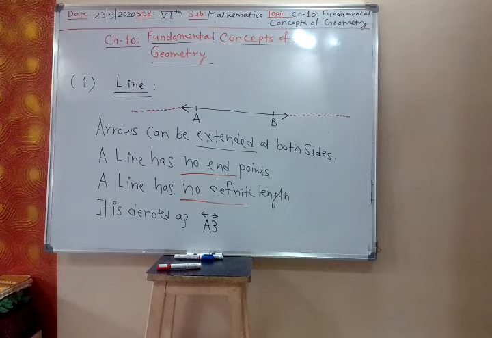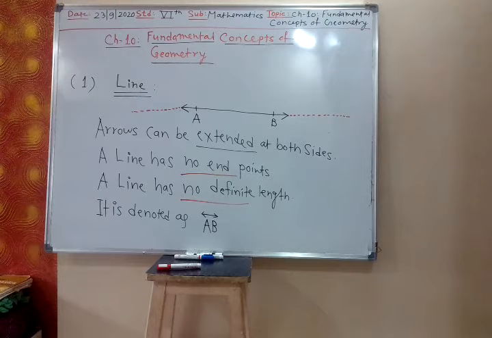A line has arrow at both the ends. Both sides you have arrow. Whenever there is arrow, I have written A, then dash dash dash. I have written B, then dash dash dash. It means A is extended further and B is extended further. So whenever there is arrow, listen to me.